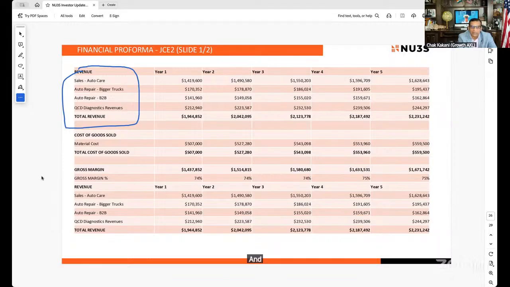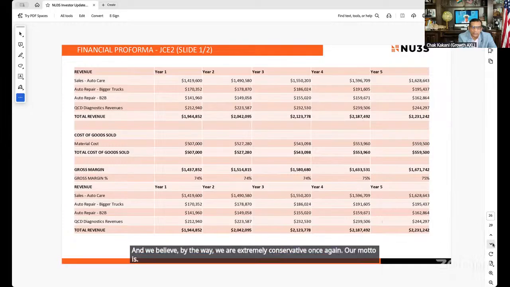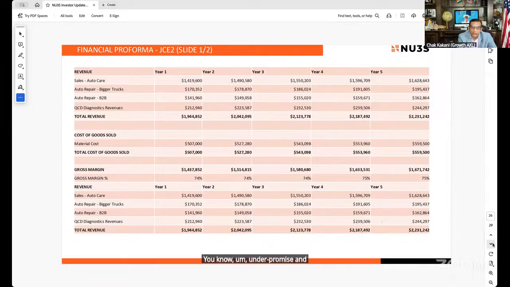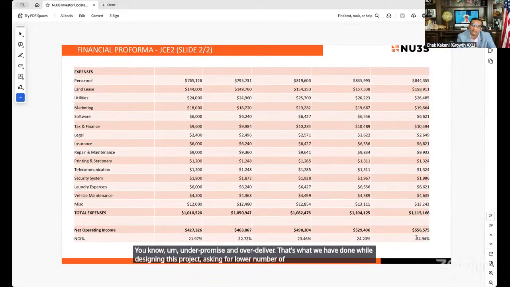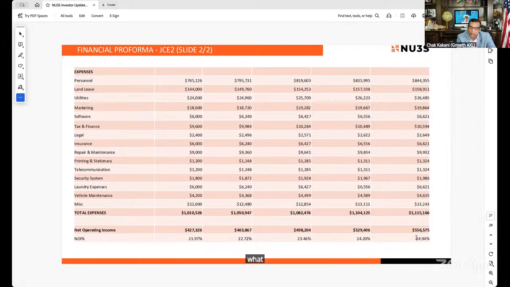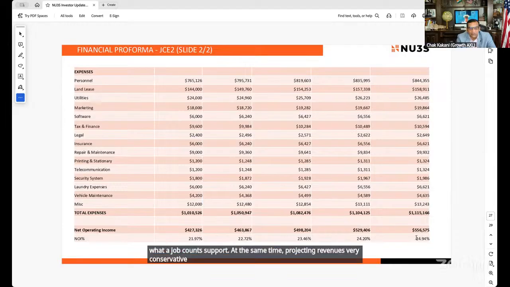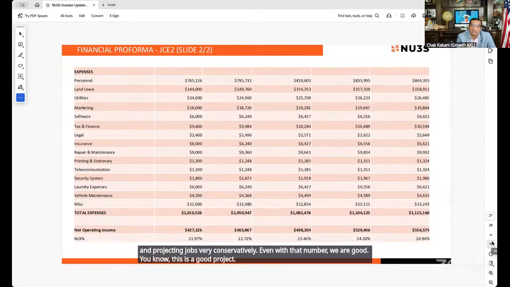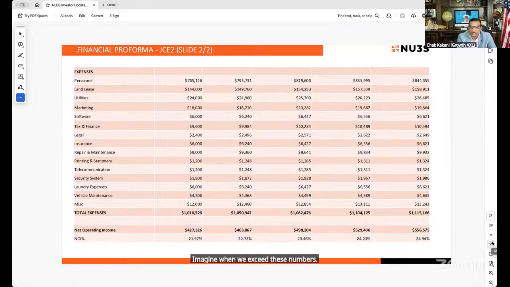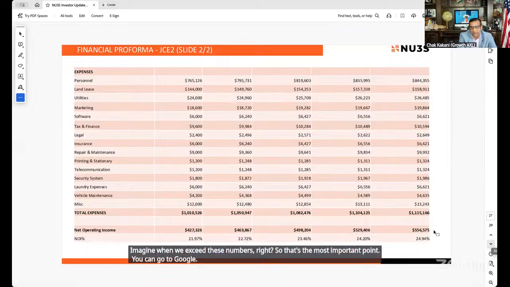And we believe, by the way, we are extremely conservative once again. Our motto is under promise and over deliver. That's what we have done while designing this project, asking for a lower number of EB-5 investors than what our job counts support. At the same time, projecting revenues very conservatively, projecting net operating income very conservatively, and projecting jobs very conservatively. Even with those numbers, we are good. This is a good project. Imagine when we exceed these numbers. So that's the most important point. You can go, Raghu, to the next one.